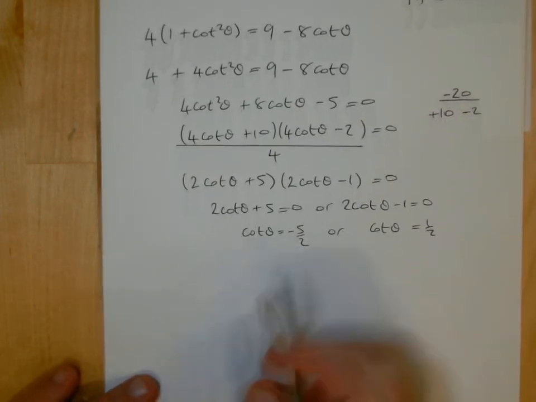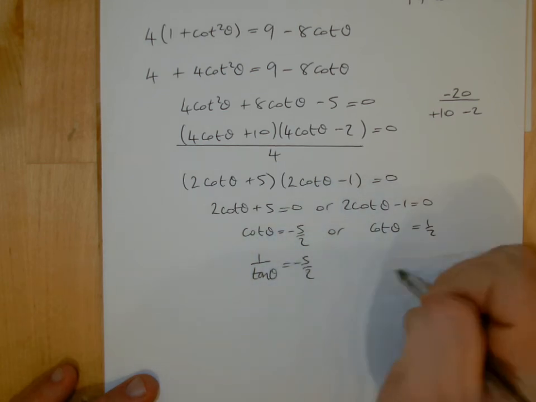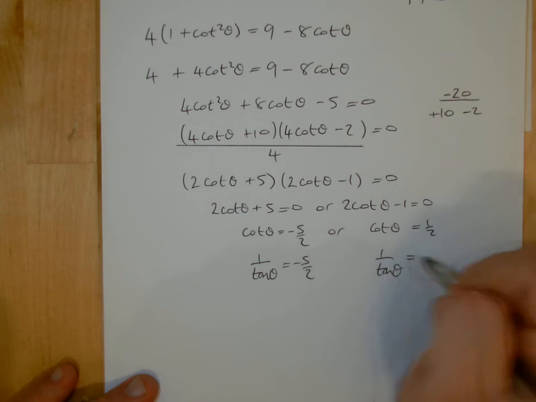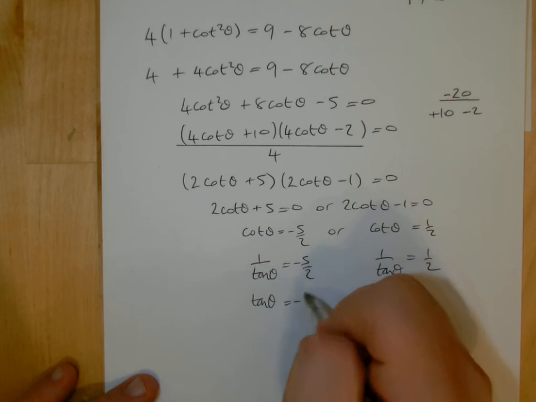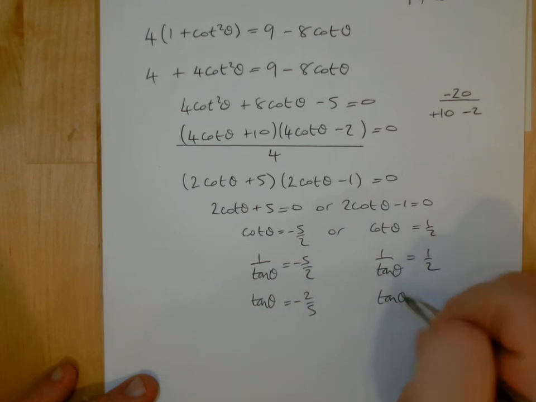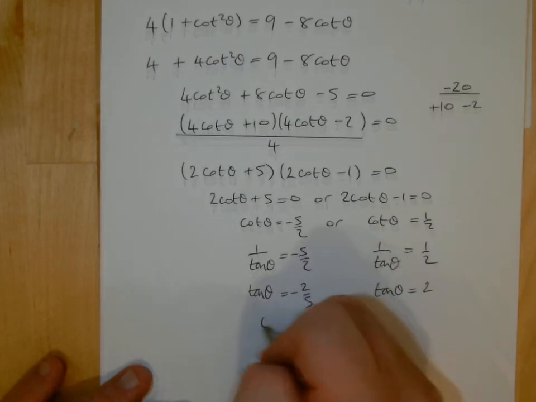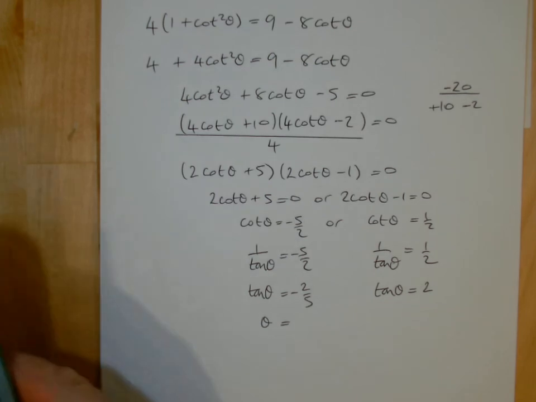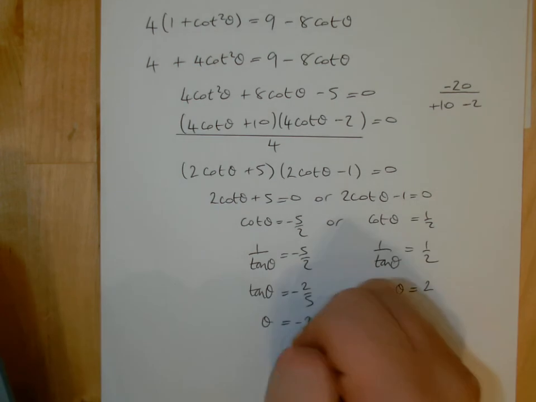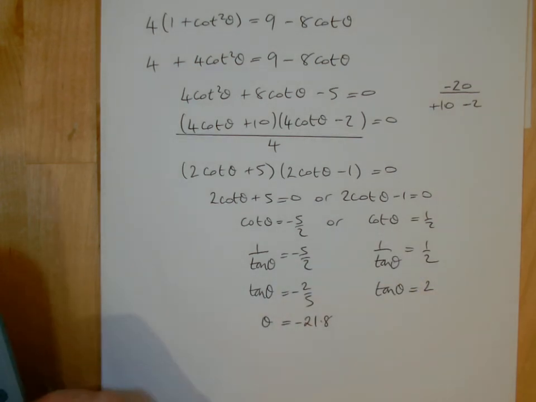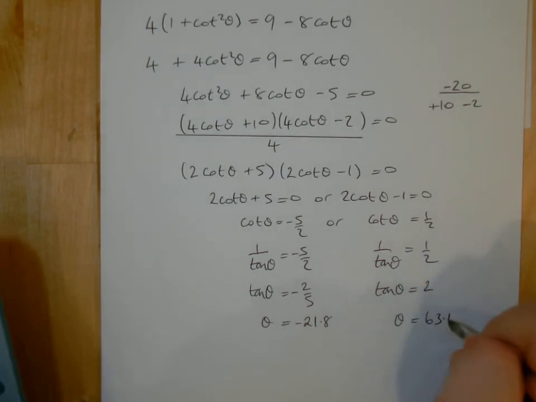Now remember, cot theta is just 1 over tan. So you can then flip this to get tan. You've got to flip this as well, so you get minus 2 over 5, and it's the same here. Flip that, so you get 2 over 1, which is just 2. So in this case, theta would be, if I do tan to the minus 1 of minus 2 over 5, I get minus 21.8. If I do the same over here, tan to the minus 1 of 2, theta will be 63.4.